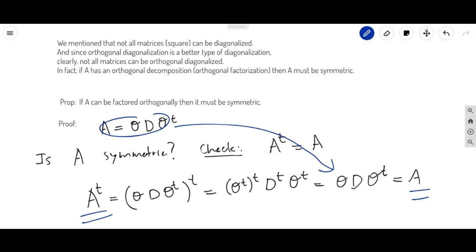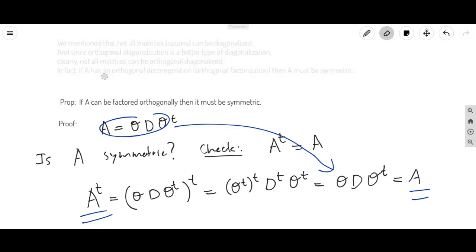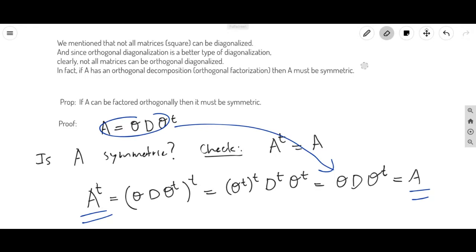So what this shows is that if a matrix can be factored orthogonally, then the matrix is forced to be symmetric. That is automatically forced on you. So that's the limitation, that not all matrices can be factorized orthogonally. They must be symmetric. So the reasonable question to ask now is, what if the matrix is symmetric? Does this work?